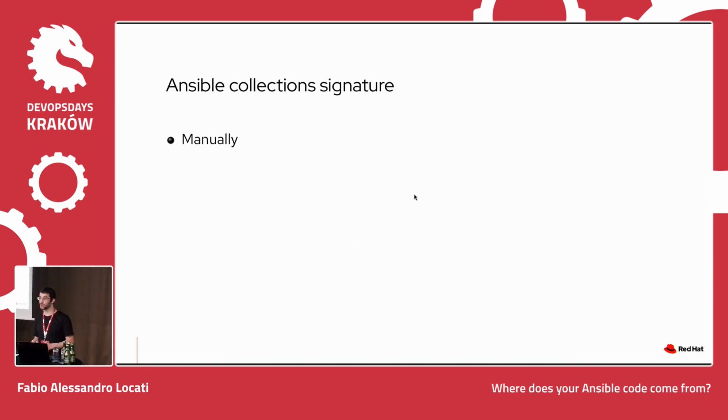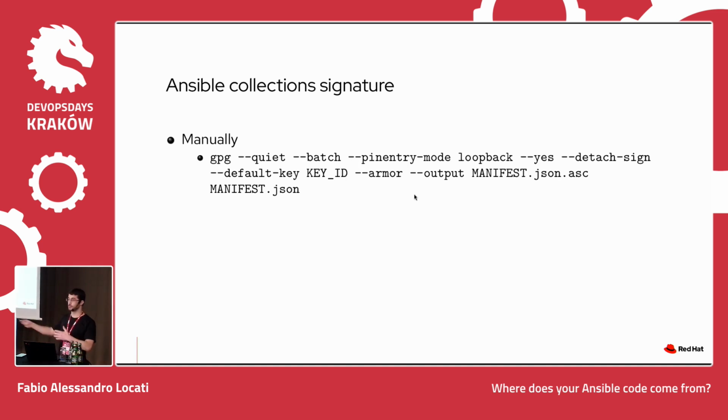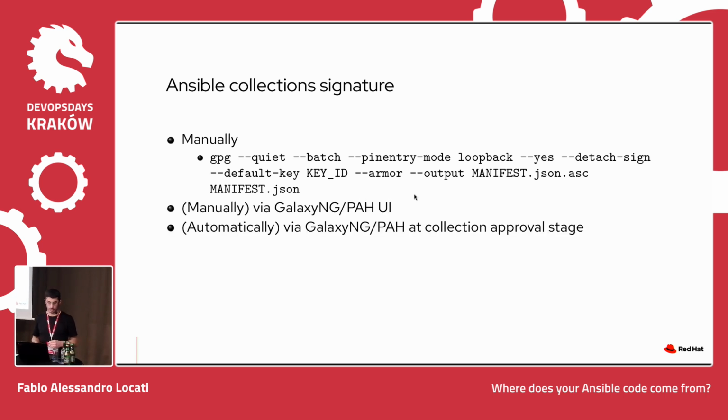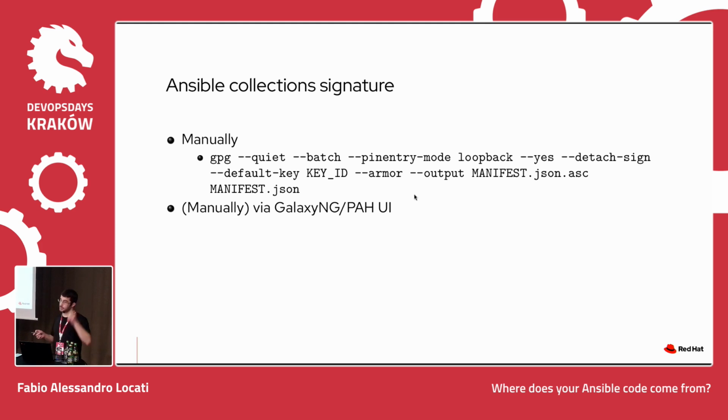Multiple ways. You can do it manually. So with the GPG command, you can manually sign a collection. You simply sign the manifest, basically, and create that signature of the manifest, and everything works. Or you can do it manually via the UI. So when you do the upload on the UI, you can enable the signatures, and therefore the signature happens at that point.